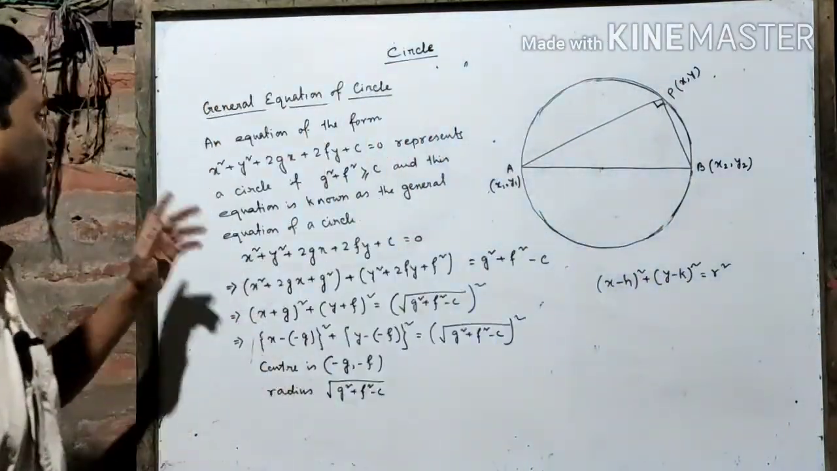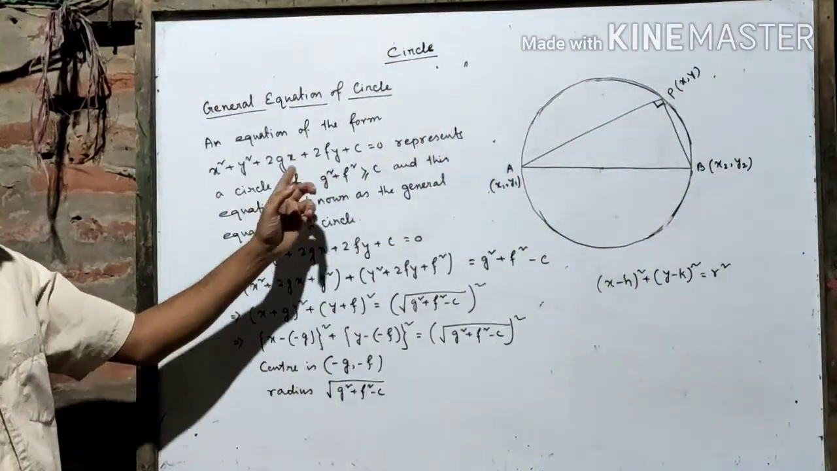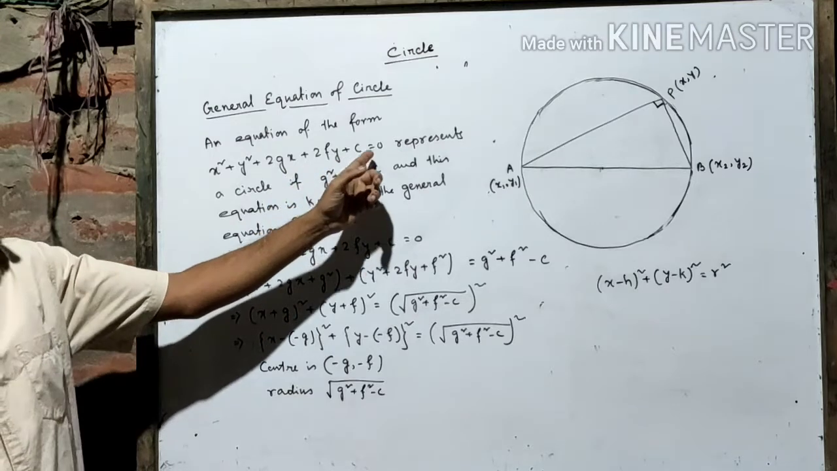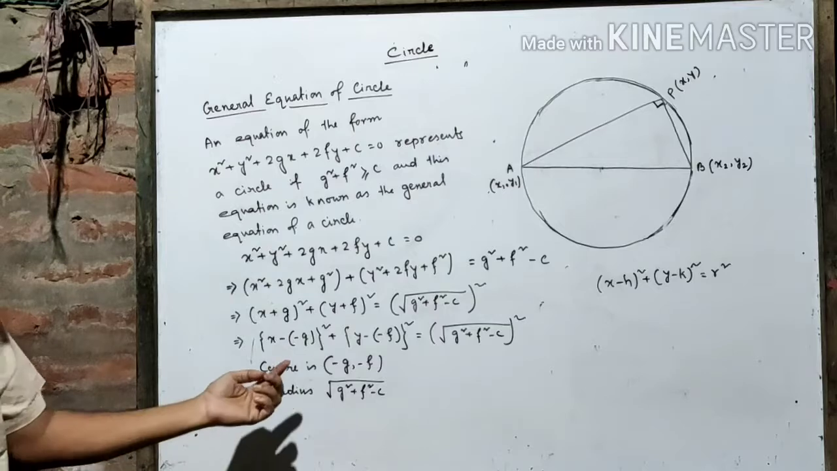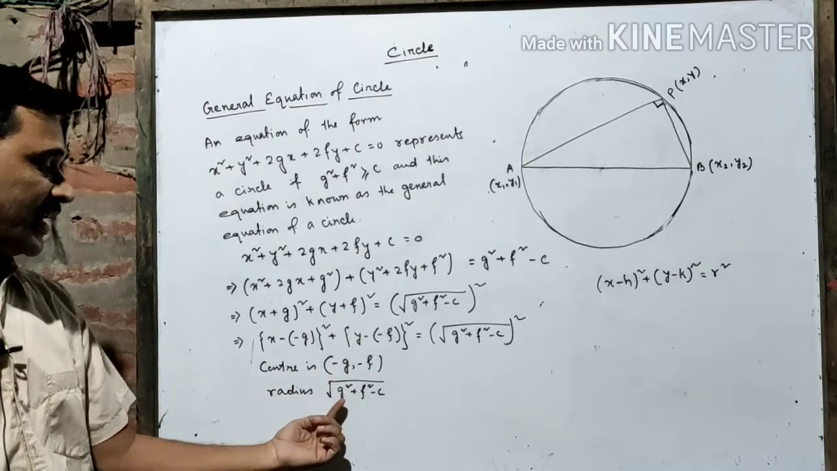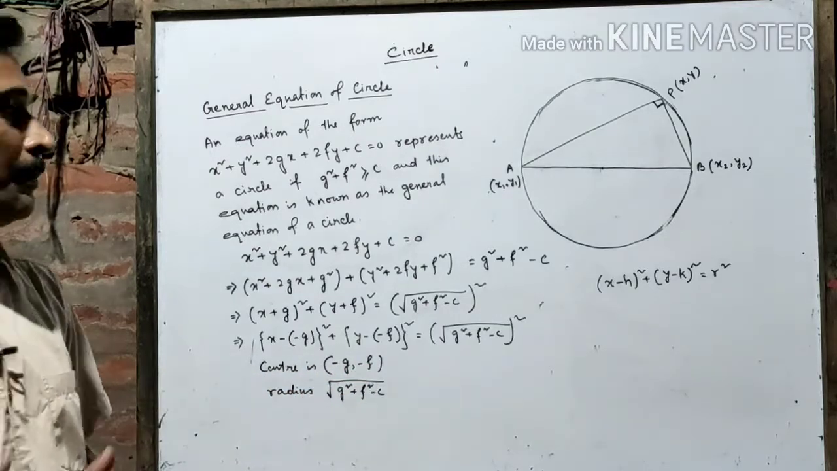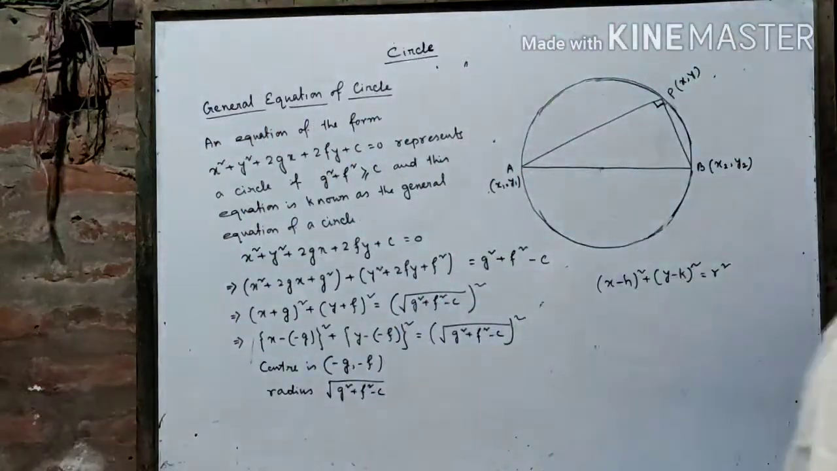Now as we know, the general equation of a circle is x² + y² + 2gx + 2fy + c = 0. And if the equation is in this form, then the center of the circle is (−g, −f) and the radius of the circle is √(g² + f² − c). Let us take an example.